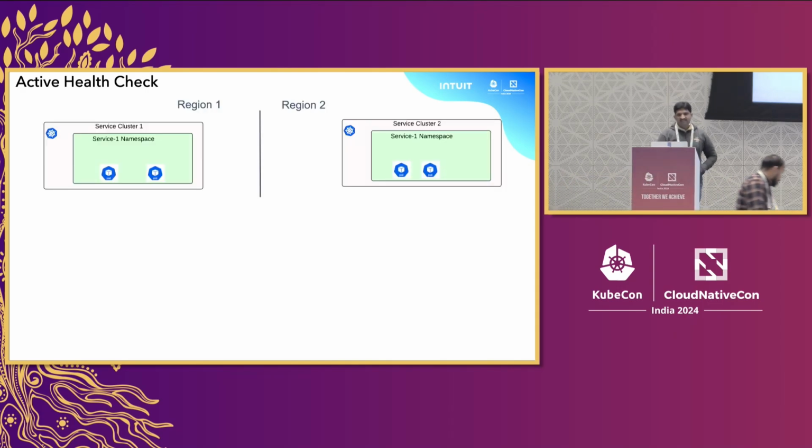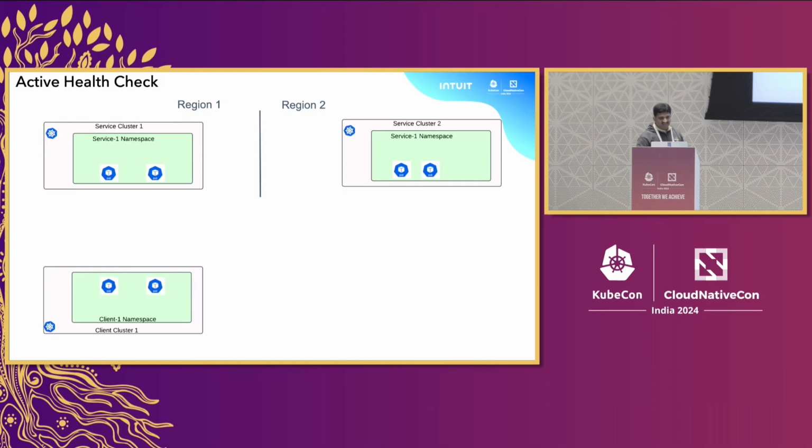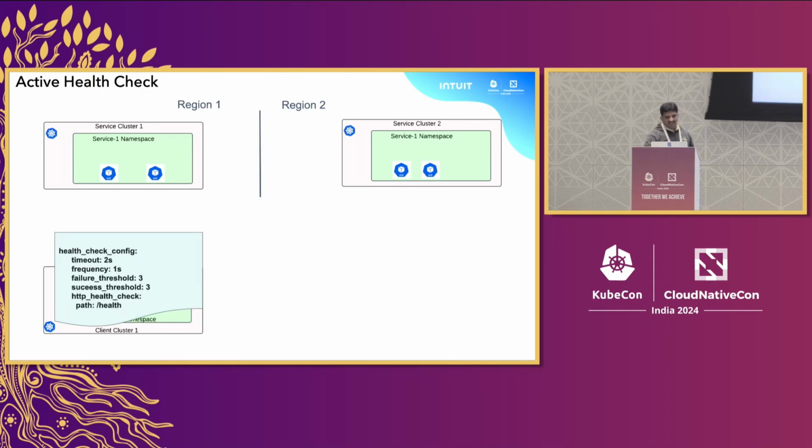So once again, you have a service in both the regions, and let's say I have a client in client cluster 1. Let's say I configured this in load shared mode, which means the service is configured in load shared mode, and the client is free to send requests to the service in both the regions. At this stage, if I configure an active health check, the configuration would look something like this.